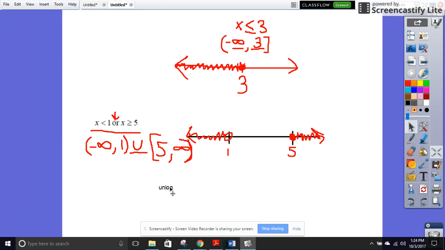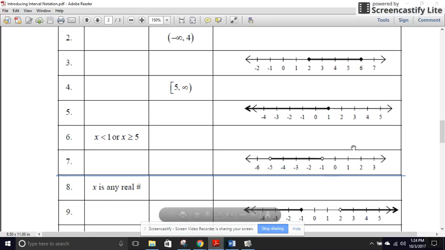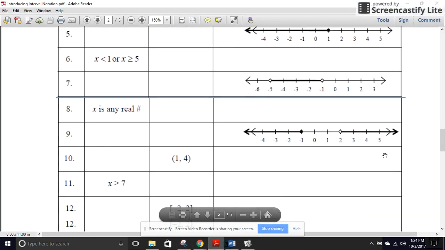Whoops. That's the symbol for union, and union just means that we are going to take these 2 separate pieces of information and consider them both part of the answer. We're going to union them together, okay? So let me flip back over there and check one more, see if there's anything else.